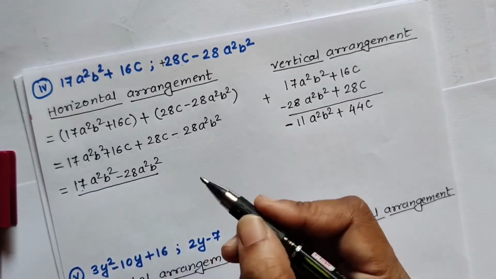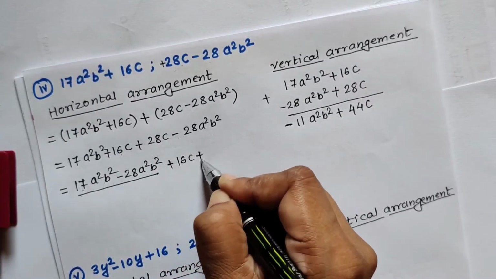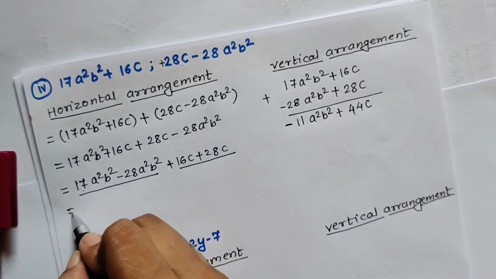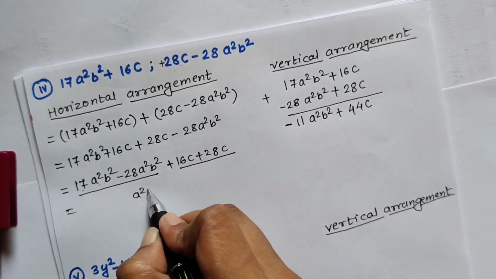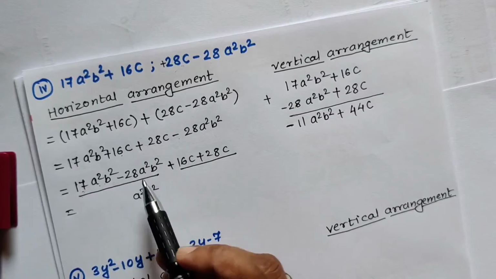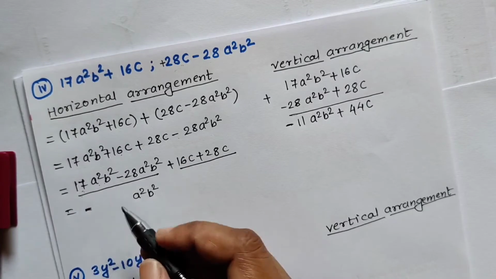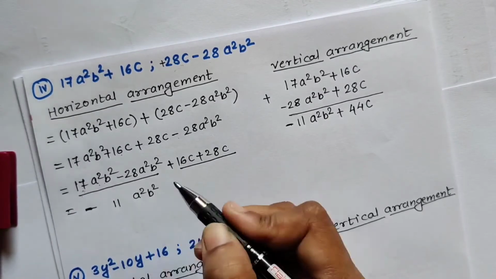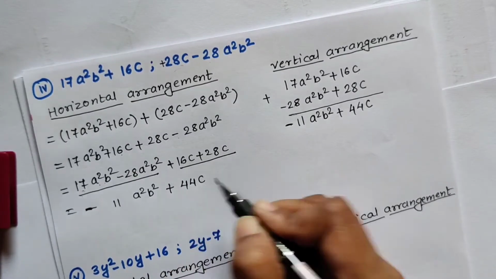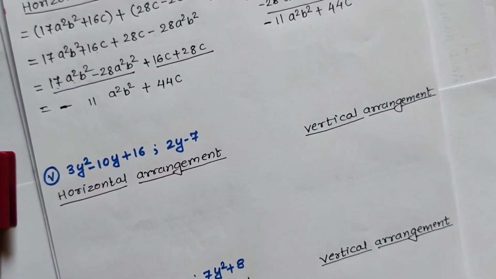I am going to underline this. These are the like terms. Then what is remaining? Plus 16c plus 28c. Underline, both the terms are like terms. Now a square b square is the common variable, so we write here plus 17 minus 28, plus minus minus, sign of bigger number, 28 is the bigger number, we put the minus sign. 28 minus 17, answer is 11. So minus 11 a square b square plus 16 plus 28 is 44c. So in this way, in both the arrangement we get the same answer.